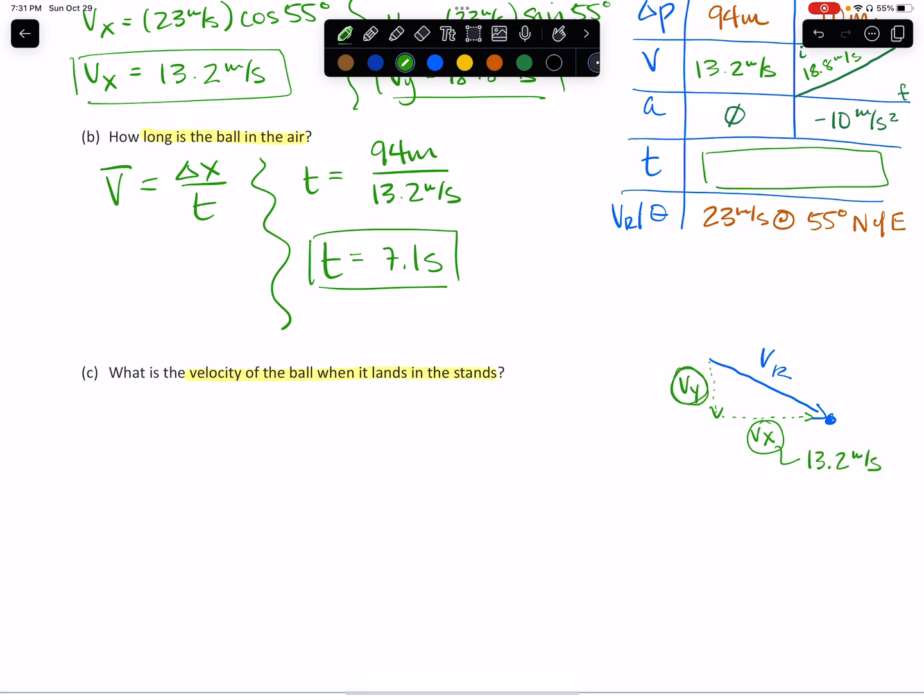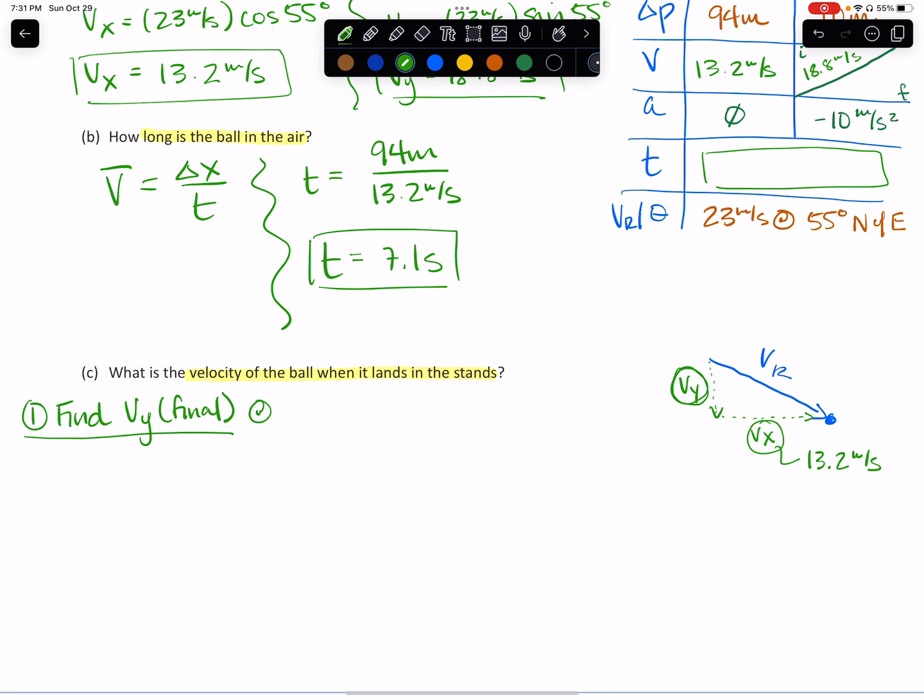But my vertical velocity I do not know. I can't make an assumption that it's negative 18.8 because the ball's landing at a different height from where it was thrown. All right, so how do we fix that? How do we solve this problem? We're going to have to first find our y velocity final, as it gets to the stands. So how am I going to do that?